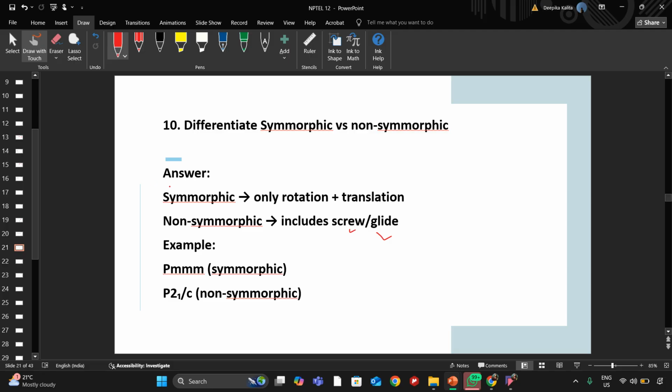So symmorphic point groups do not contain these symmetry operations. And here we have given examples as well. Pmmm will be an example of symmorphic point group, whereas P21/c will be a non-symmorphic point group.